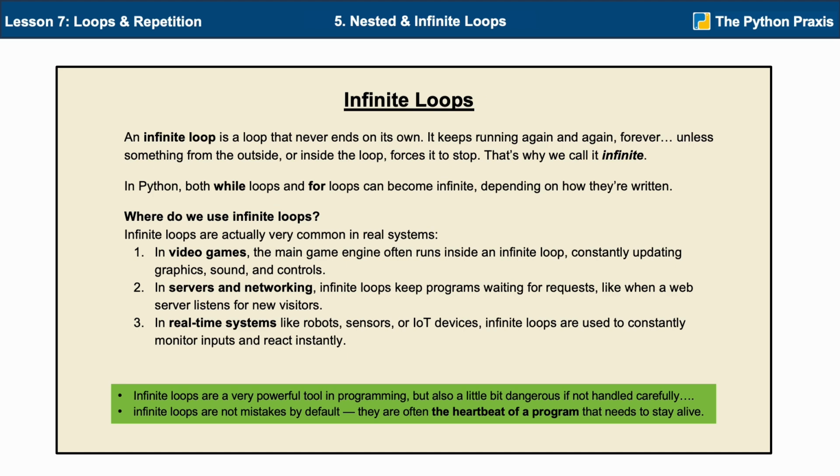Now we will see something different. In some applications, we need to use loops that do not end. These are called infinite loops. An infinite loop is a loop that never ends on its own. It keeps running again and again forever, unless something from the outside or inside the loop forces it to stop. That's why we call it infinite. In Python, both while loops and for loops can become infinite, depending on how they're written.